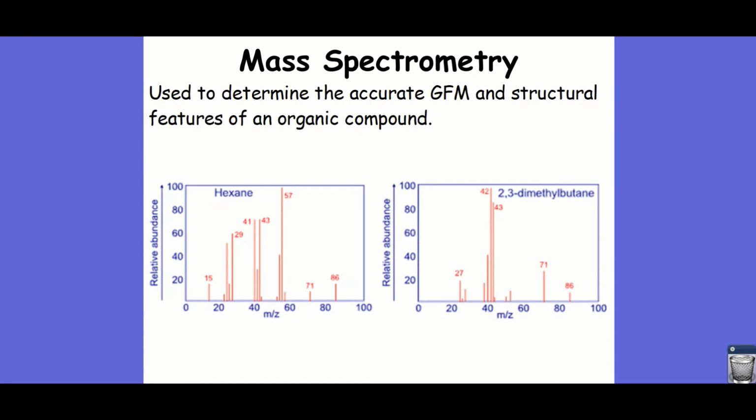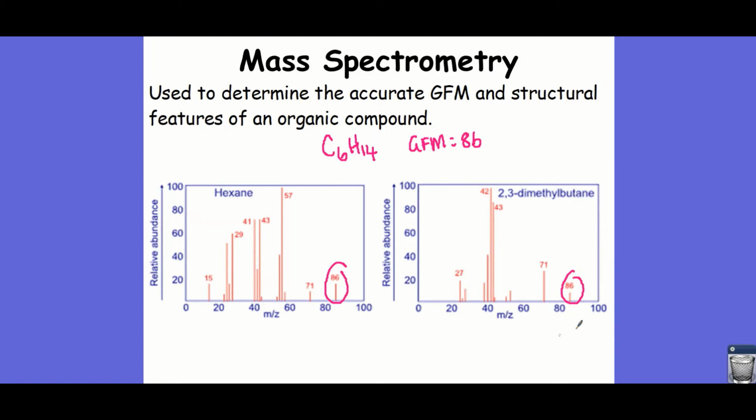So here are just a couple of little mass spectra. We have hexane and we have 2,3-dimethylbutane. Now, both of these compounds have the same molecular formula, which is C6H14, but obviously they're structurally different. They're isomers. If you were to work out the gram formula mass just using RAMs, you would work out that it would be 86 for both of them. And as you can see, here is a structure, 86.